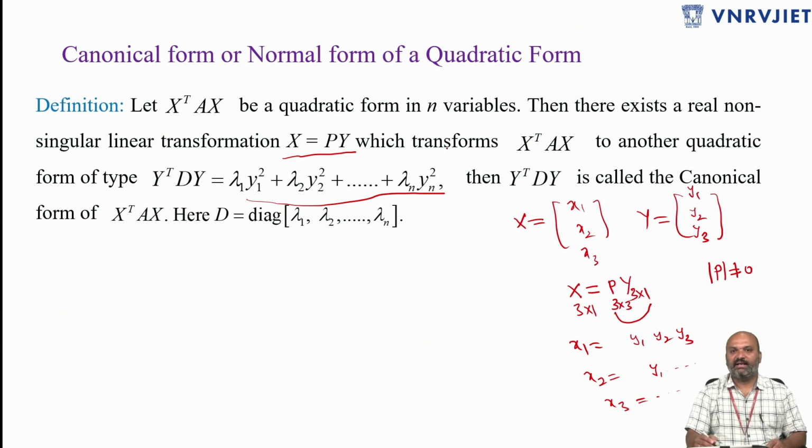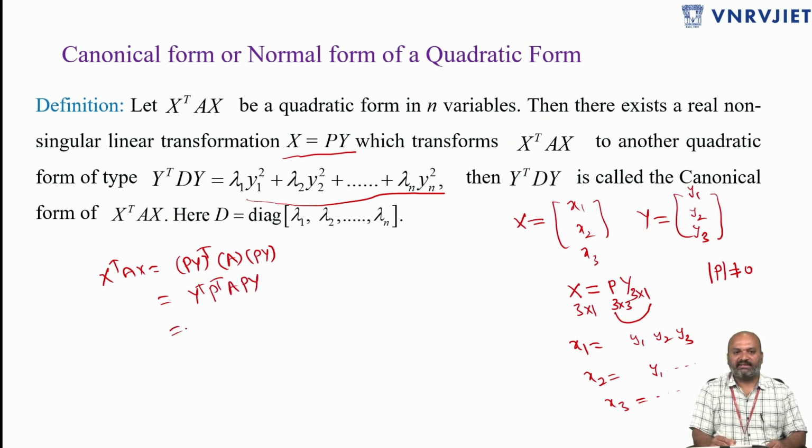So this transformation transforms x transpose Ax. If you put x is equal to Py, what do you get? X transpose Ax, substituting Py for x, becomes Py transpose A into Py. As we know that the transpose of AB is B transpose into A transpose, this is equal to y transpose into P transpose AP into y.